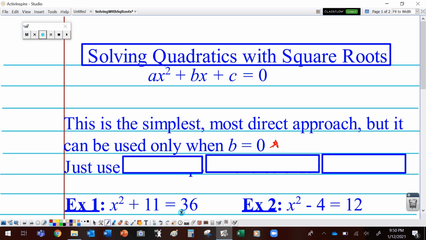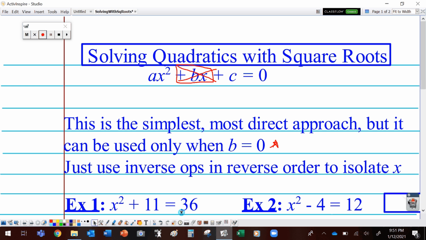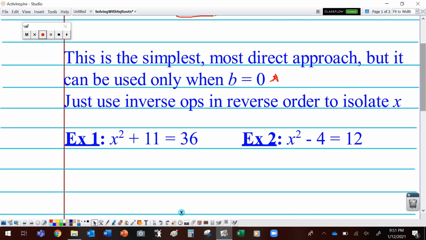So what that means is we're going to see an equation where we just have the ax squared term and the constant term. We don't have a second x. Now, if that happens, we can use this approach. All we have to do is use inverse operations in reverse order of operations to get that x by itself. Okay, that's really all there is to it. So we just go right after that x. So let's take a look at a couple of these examples.